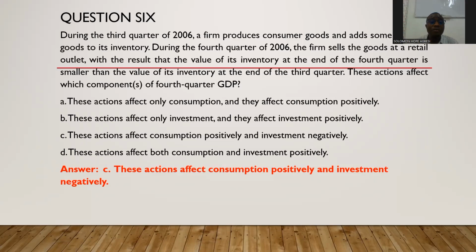We said that inventory is actually part of investment. And so in the fourth quarter, if the inventory has reduced, it means that investment has actually reduced, and that is the negative effect on investment in the fourth quarter. On the other hand, because they sold these goods to consumers and they've consumed these goods in the fourth quarter, consumption for the fourth quarter will actually increase, and that gives you a positive effect on consumption in the fourth quarter.